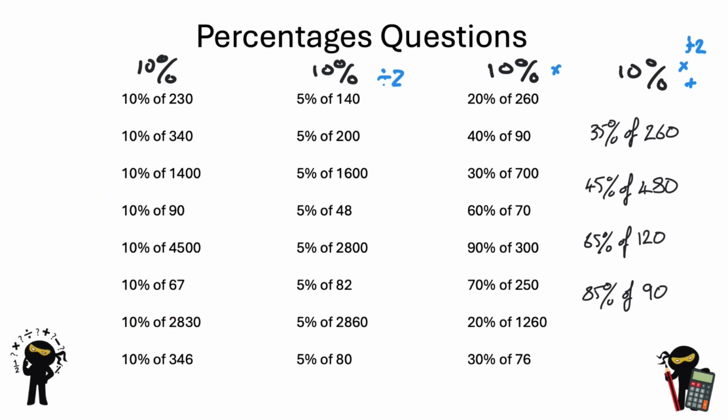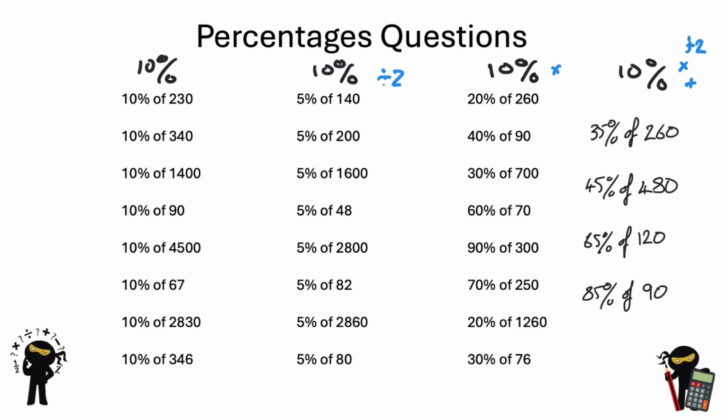Master this bit. It's so important. Then move on to finding 5%, or you can do these ones next. It's up to you. 5% is just halving once you've found 10%. These questions are all about multiplying once you've found 10%. And then this, you know what to do. So like I've said, a really important video.